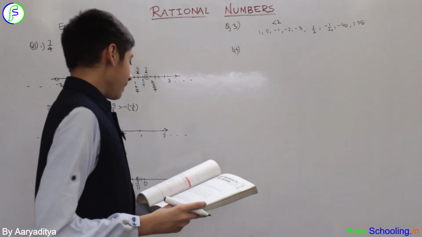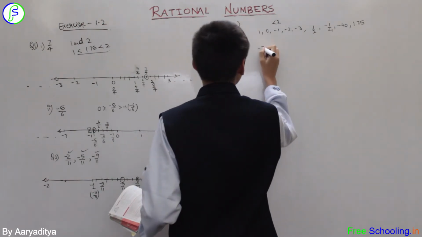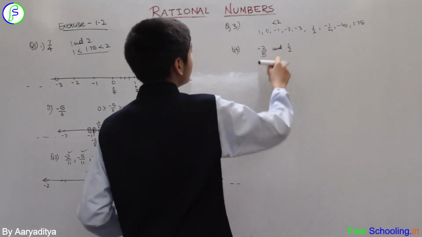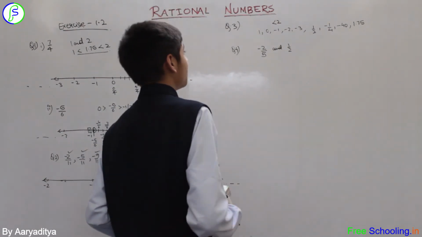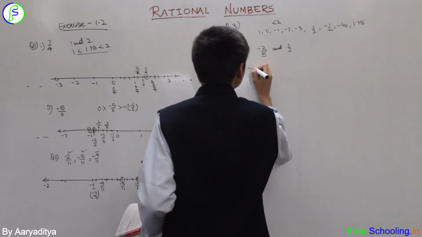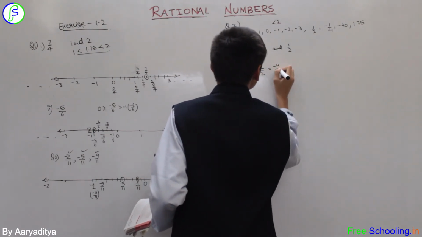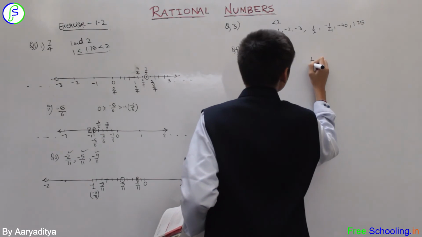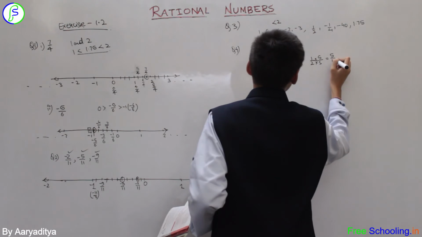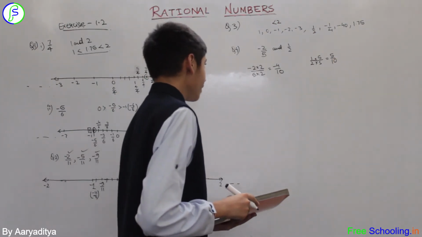Question number 4. Find 10 rational numbers between minus 2 by 5 and 1 by 2. We are given minus 2 by 5 and 1 by 2. First, let's take out the LCM. That comes out to be 10. Multiplying both the numerator and denominator by 2, we get minus 4 by 10. Similarly, doing that with 1 by 2 into 5, we get 5 by 10. From this you can see that we can find only 8.